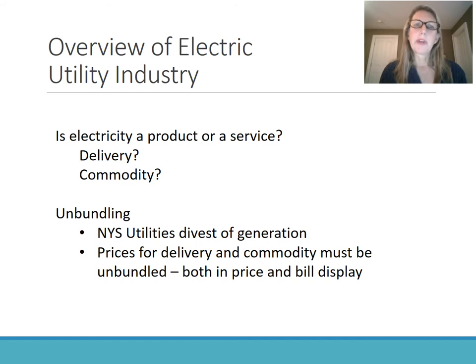So let's start to talk about whether electricity is a product or a service. When I talk about electricity, we're going to break it into two components: the delivery portion of the bill and the commodity portion of the bill. Remember I said in 1997, New York State was required to divest of all of its generating stations. At the same time, we were required to unbundle those prices. Before that, they were all combined together as one bundled price. You paid a certain per kWh rate, and that included the delivery and the commodity. We were required to unbundle that, and now it's further unbundled on the bill. So the bill display itself has the delivery component separate from the commodity component.